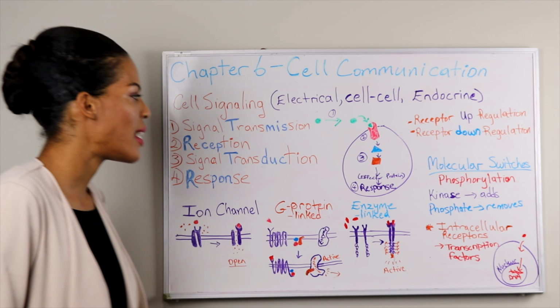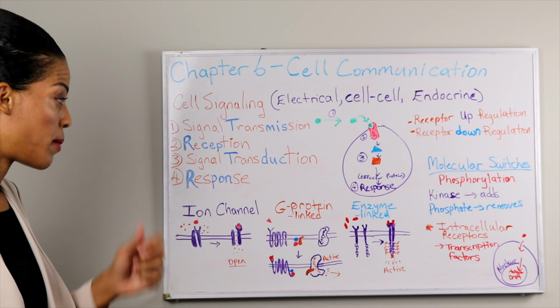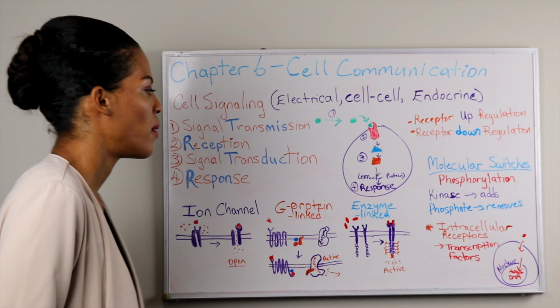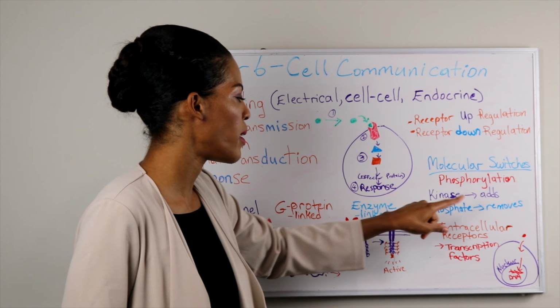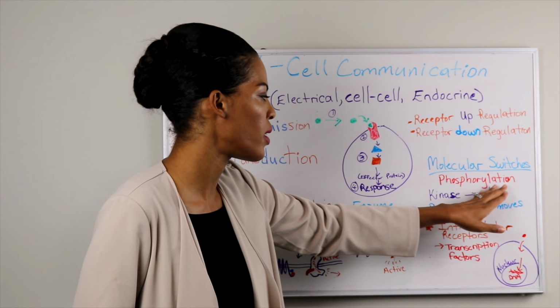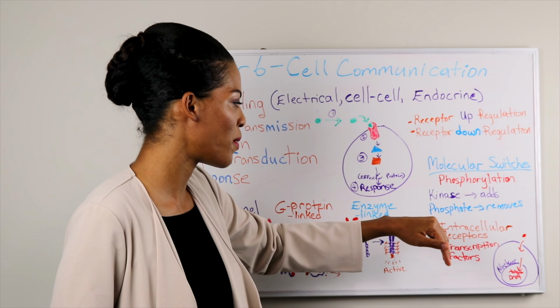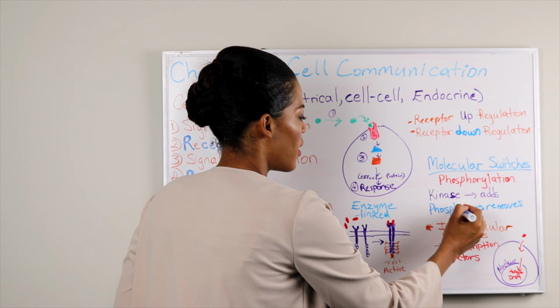So that is the activation process. Of course, there is a shut-off process. So kinases are enzymes that add phosphate, or are important for phosphorylation. But in order to remove the phosphate group, you would need phosphatase.